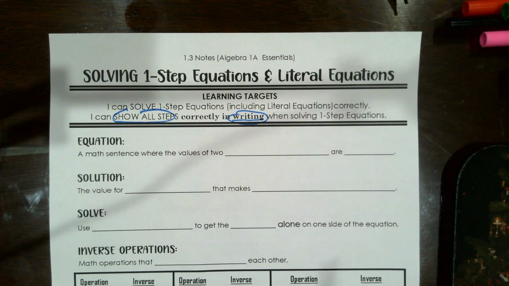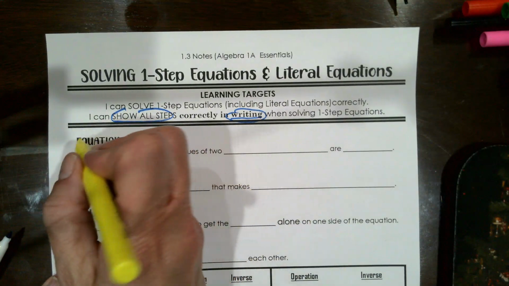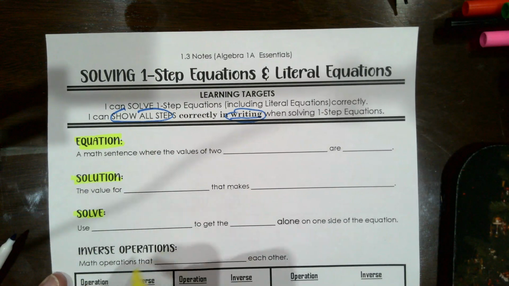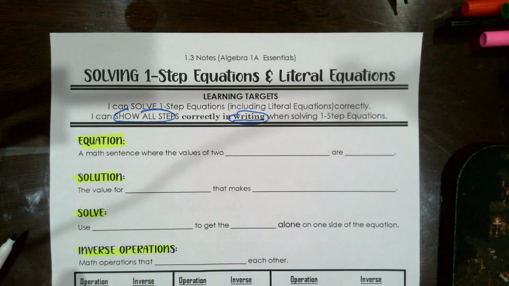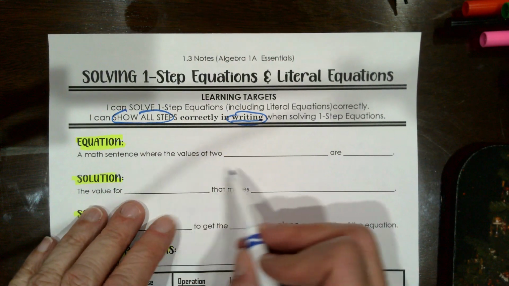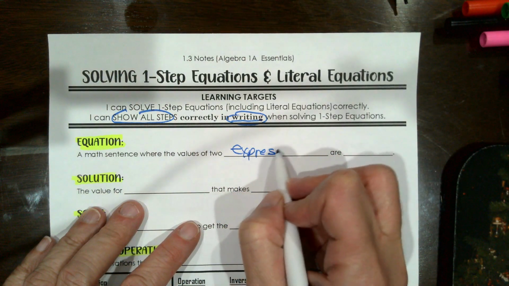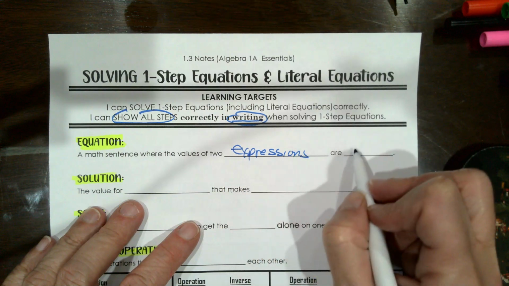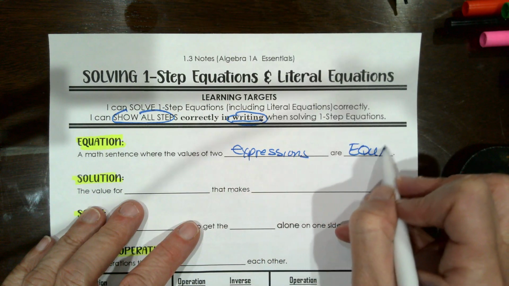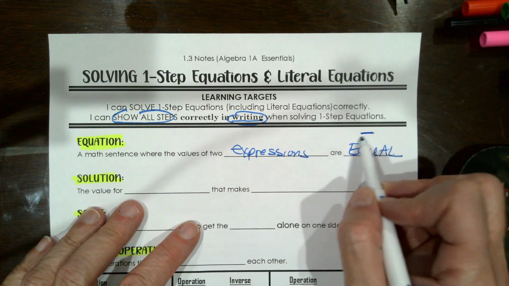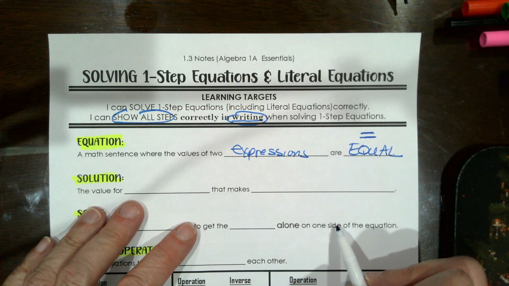So once again, we are going to cover some vocabulary. We have equation, solution, and solve, and also inverse operations are the key things we want to talk about up front. We've already talked about an equation: a math sentence where the values of two expressions are equal. The key thing about an equation is that we have that equal sign in between our expressions.